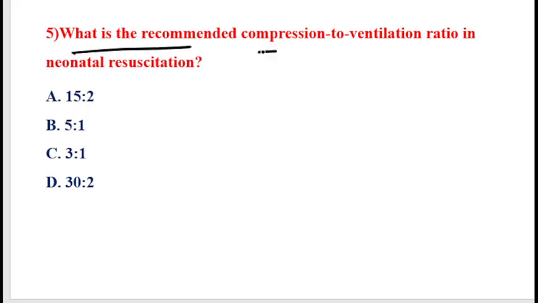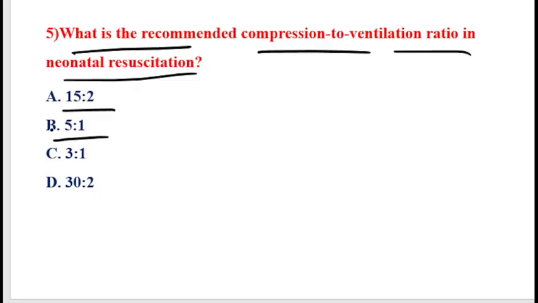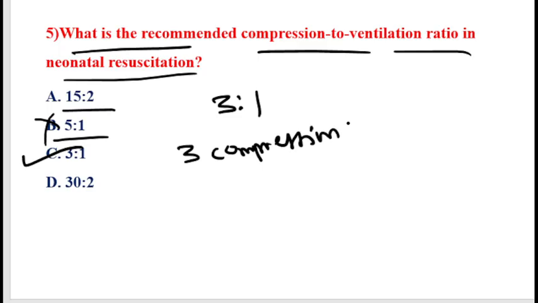What is the recommended compression ventilation ratio in neonatal resuscitation? Option A, 15:2, is done in adult resuscitation, not in neonatal. 5:1 is a wrong option. 3:1 is the correct option. So 3:1 is what we need to follow: 3 chest compressions and 1 ventilation.